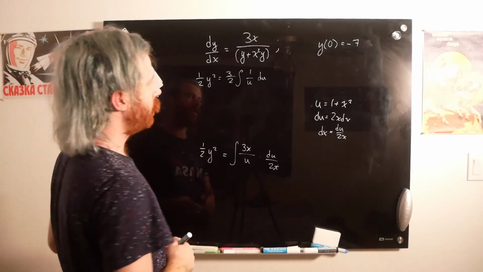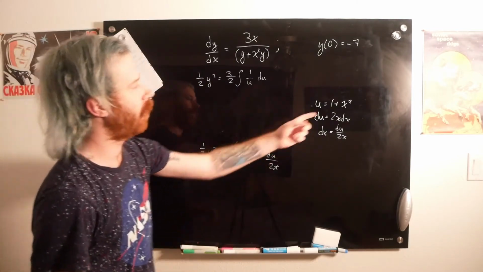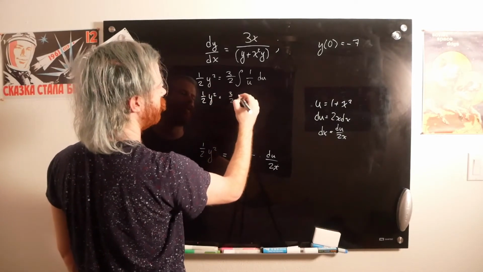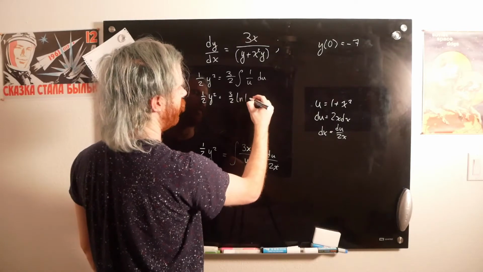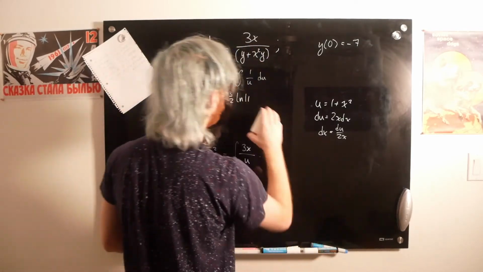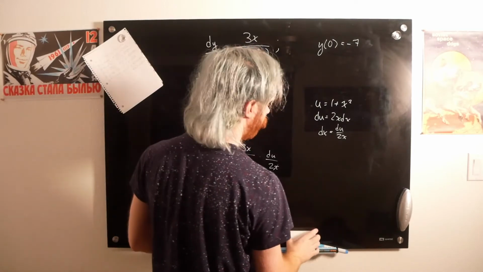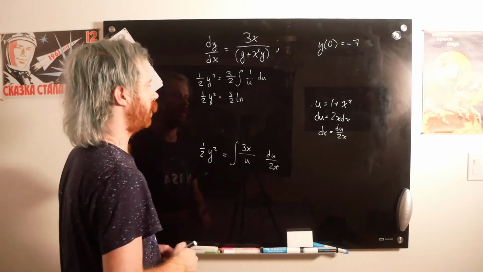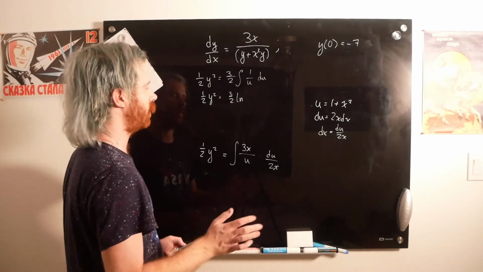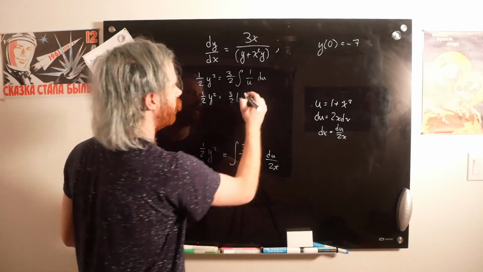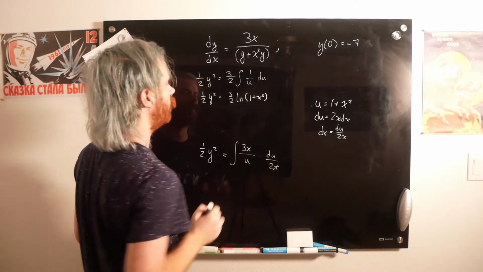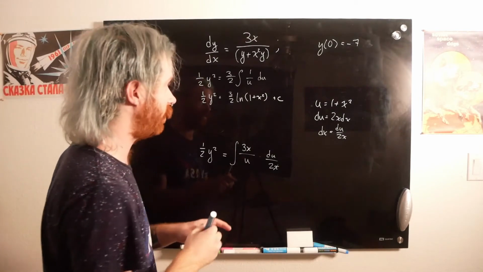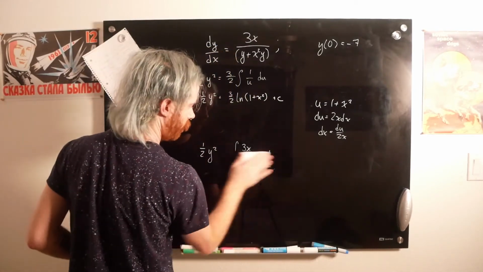So now the integral of 1 over u du is going to be the natural log of u, right? Well, our u is 1 plus x squared. So 1/2 y squared equals 3 over 2 times the natural log of the absolute value. Here we don't really have to use the absolute value, because 1 plus x squared, no matter what the value of x is, is always going to be 1 or greater, so it's always going to be greater than 0. So natural log of 1 plus x squared, and then plus c, right? Because we have to keep in mind the constant of integration.